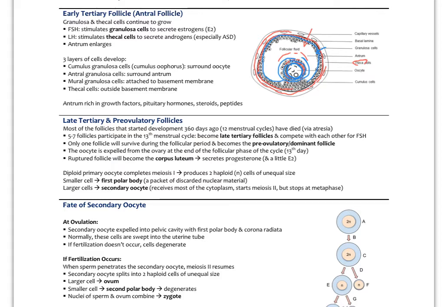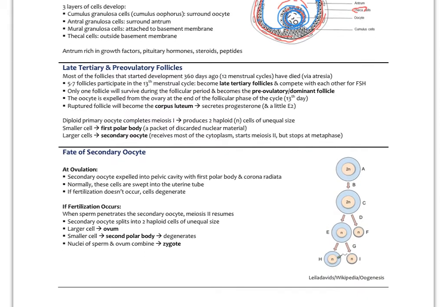Now remember how previously I had said that the primary oocyte actually didn't finish its stage of meiosis before puberty. Well, now it does. In the late tertiary pre-ovulatory follicle, the primary oocyte now completes meiosis 1, and that produces 2 haploid cells of an equal size. One is a smaller cell called the first polar body, and you can see that more clearly down here.